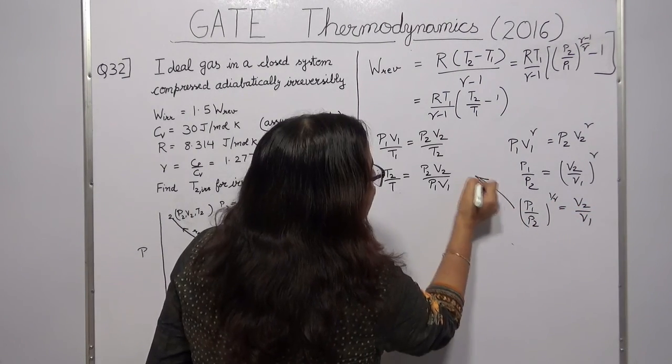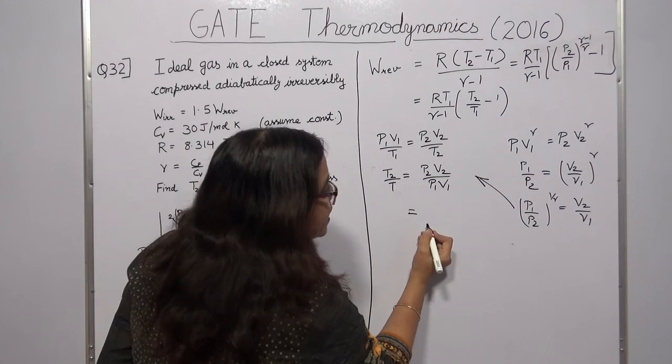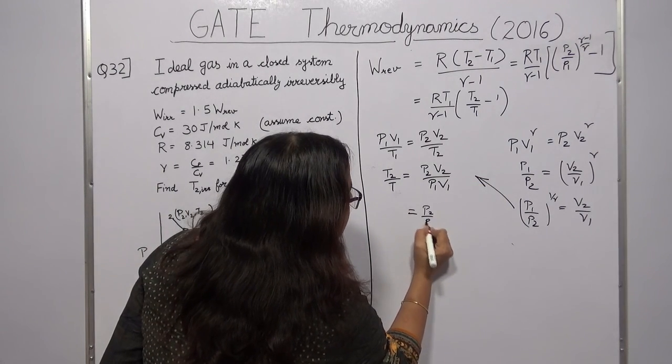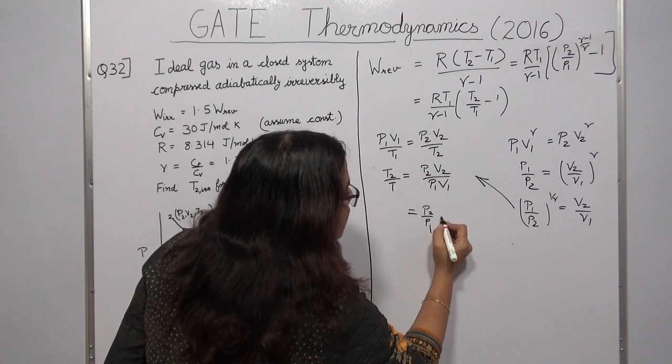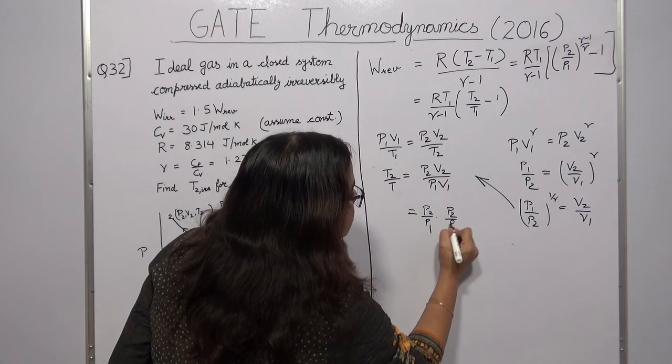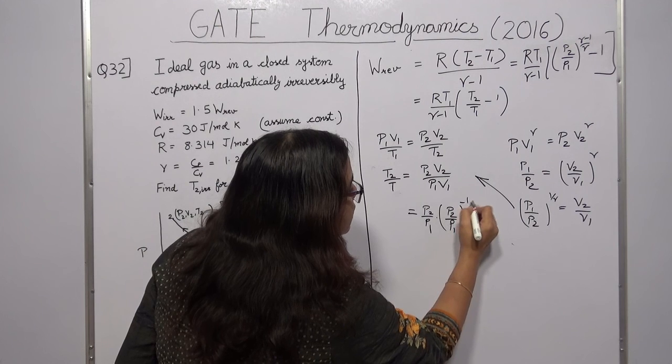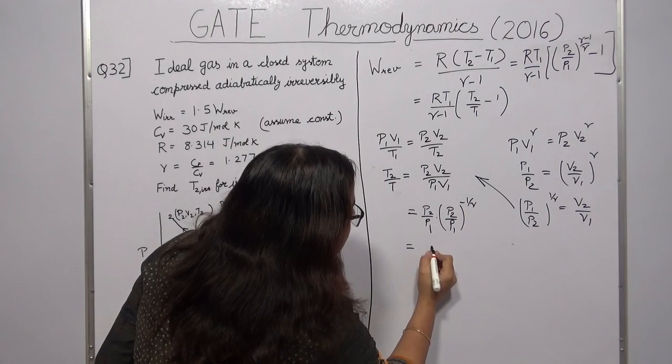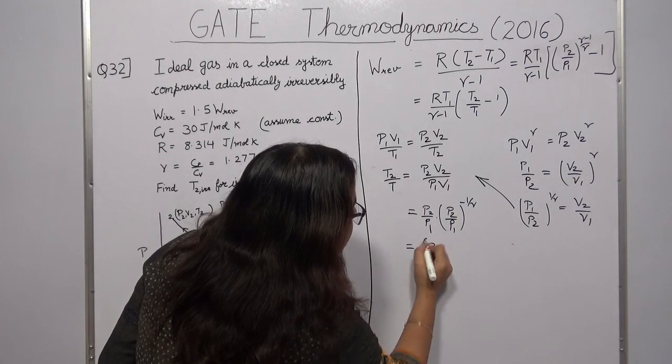So I am going to put it over here and what I get is P2 by P1. This is P1 by P2, so I will take the inverse. So I will write P2 by P1 raised to minus 1 upon gamma. Then add these because the bases are the same.